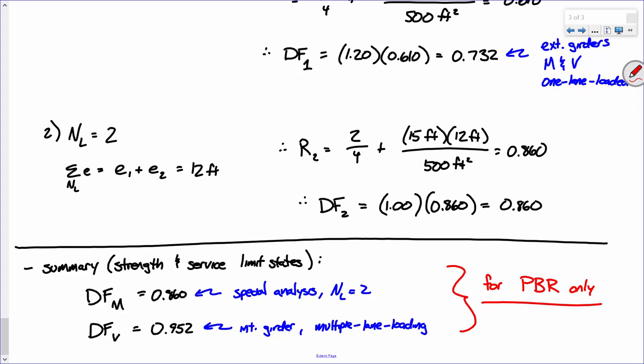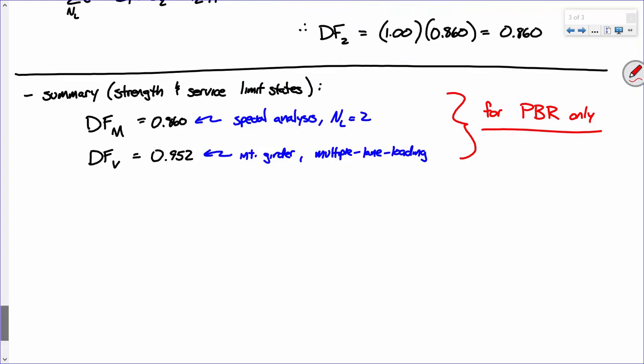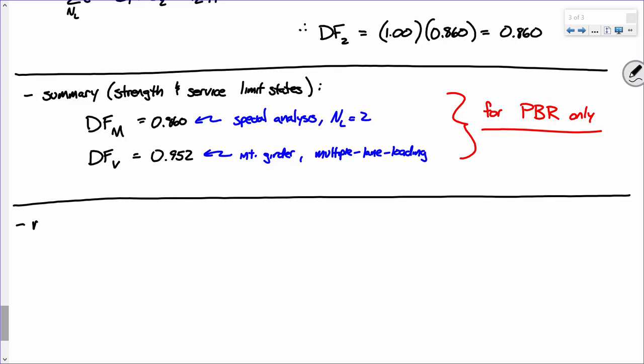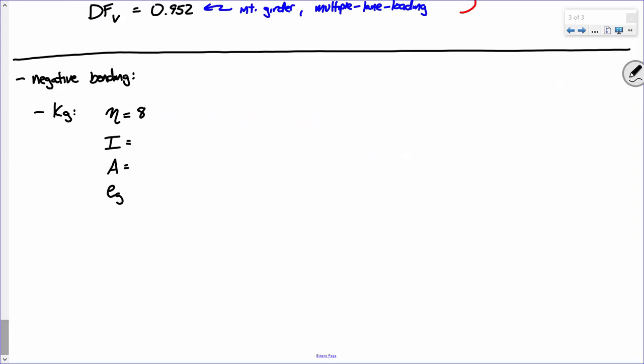So let me extend this out a little bit. So let's go look at negative bending. Okay. So let's look at our longitudinal stiffness parameter, kg. We're going to need a few things. We're going to need our modular ratio, which, what's that? 8. That doesn't change. We're going to need I. We're going to need A. We're going to need EG.